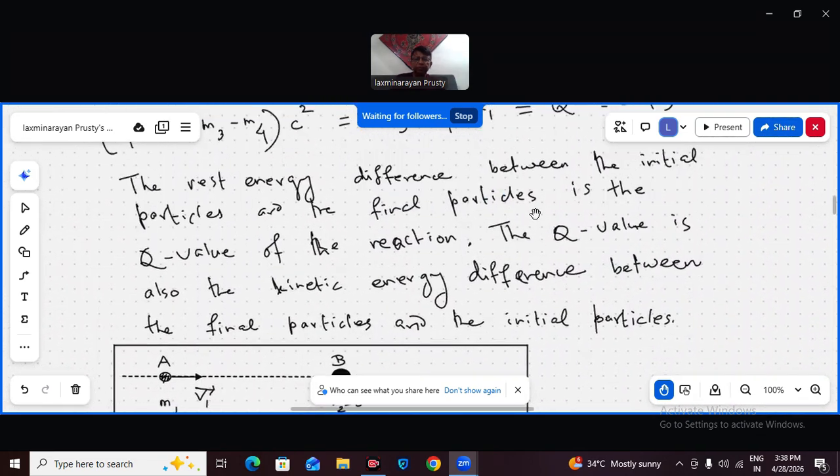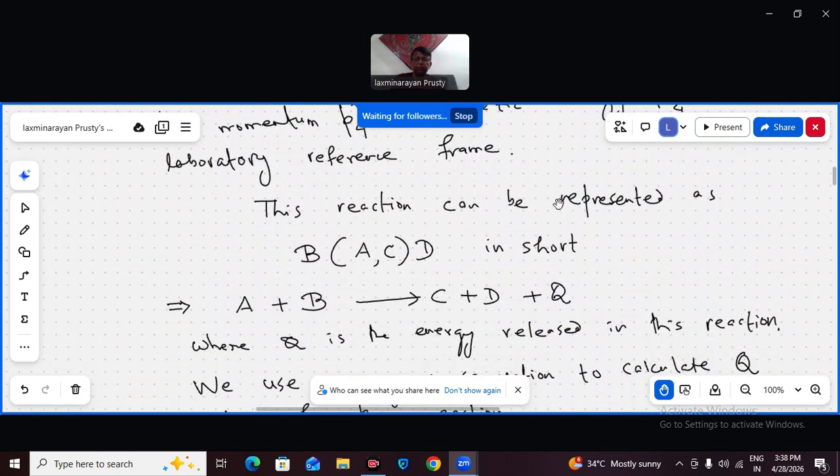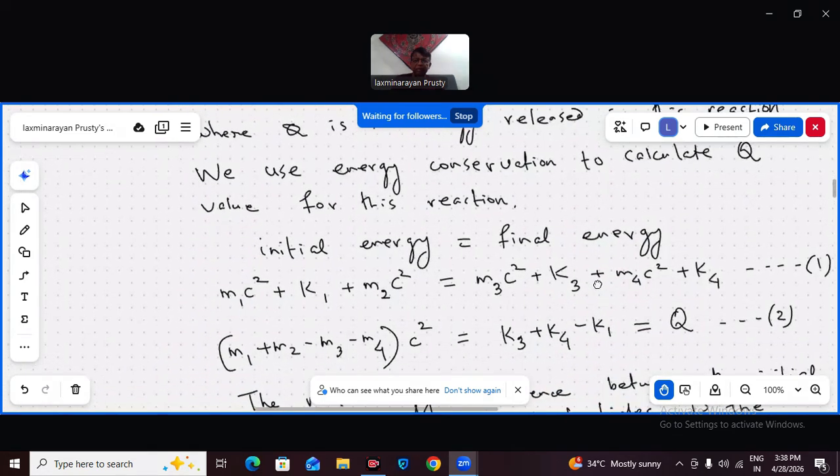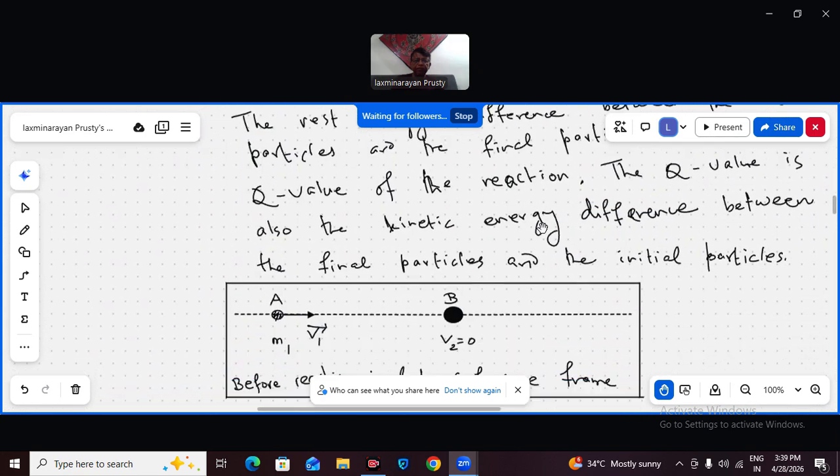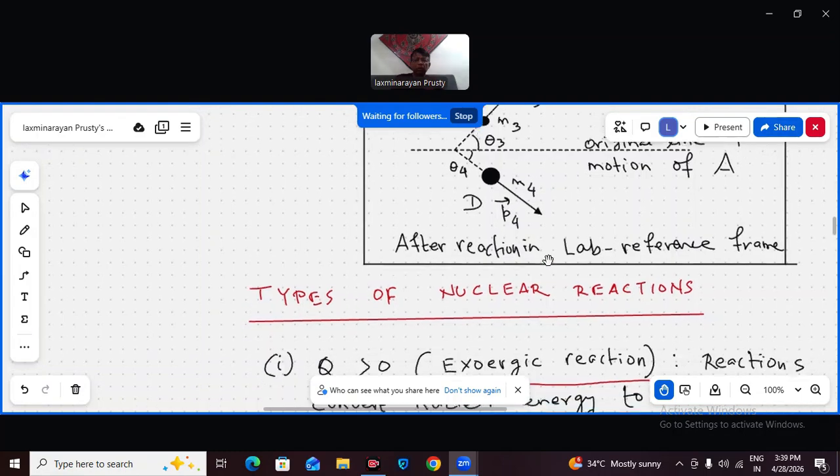If this rest mass is greater than this rest mass and this rest mass, then this rest mass minus this rest mass, times C square, which is the Q value, will be negative. That's what I have written. 1 is A, 2 is B, 3 is C, 4 is D. Okay.